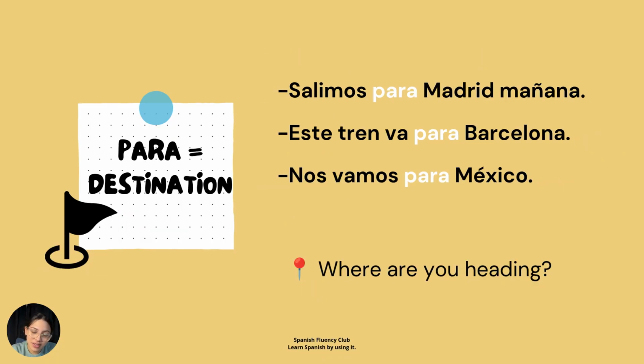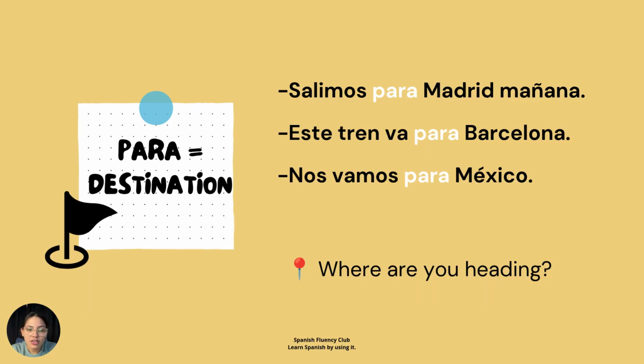Para can also express destination or direction. For example, salimos para Madrid mañana. We're leaving for Madrid tomorrow. Madrid is the destination. O este tren va para Barcelona. This train is heading to Barcelona. And nos vamos para México. We're heading to Mexico.